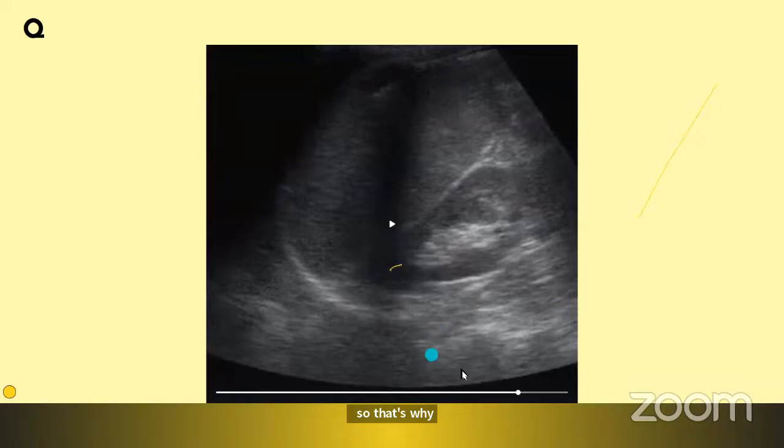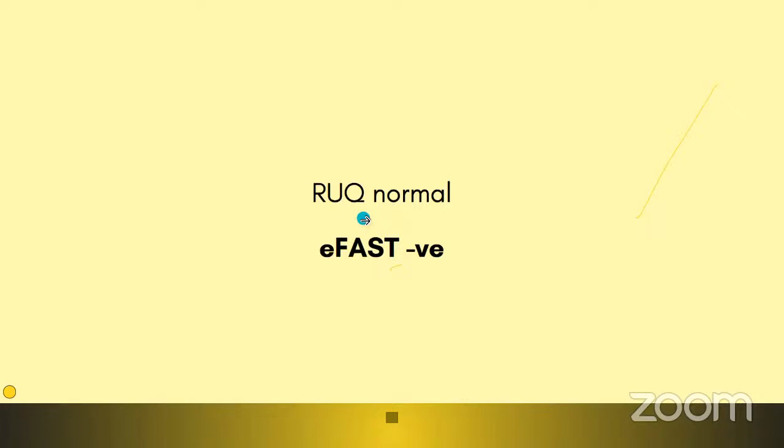As we learned in the previous slides, the area of concern is the Morrison's pouch, which is the hepatorenal space here. I don't see any hypoechoic or anechoic space here between liver and right kidney. They are just lying on each other, so I see no space. So this is possibly normal. Hence, eFAST was negative in the right upper quadrant region.